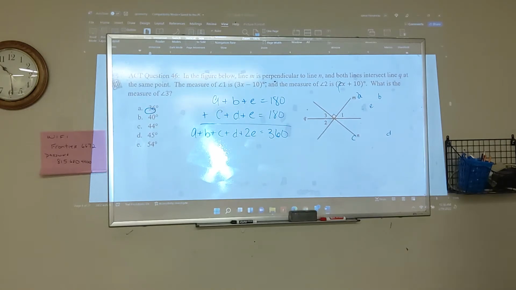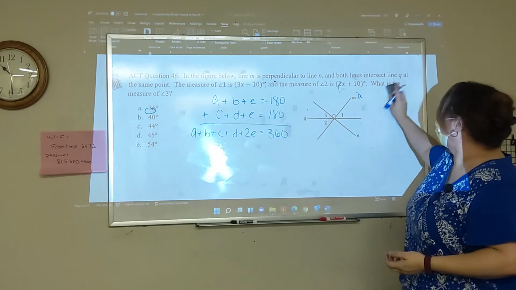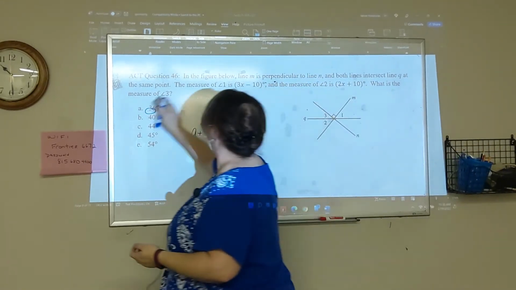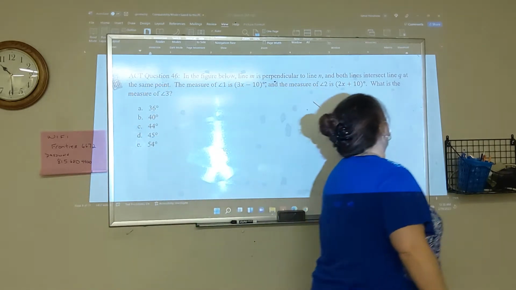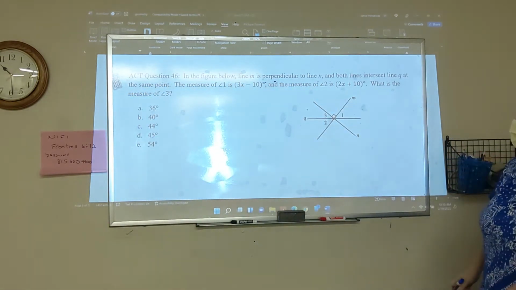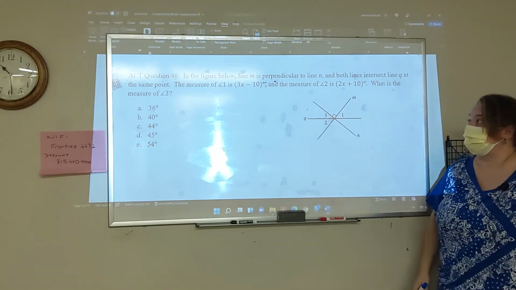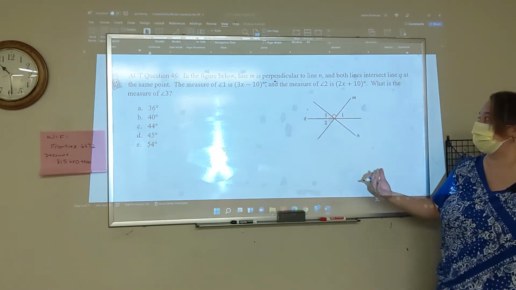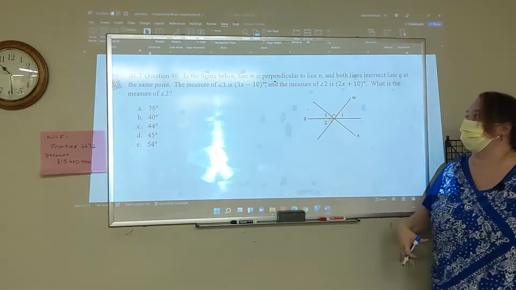Next up is one that's from your ACT. This should be closer to what you've seen in school in geometry. Again, they're not going to mess with your brain quite as much. All right. So in the figure below, M is perpendicular to line N. Both lines intersect at Q at the same point, which they just tell you. Honestly, they show you that in the figure. You don't really know that.